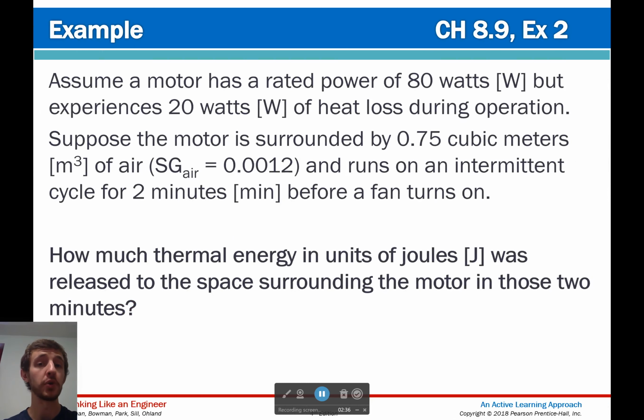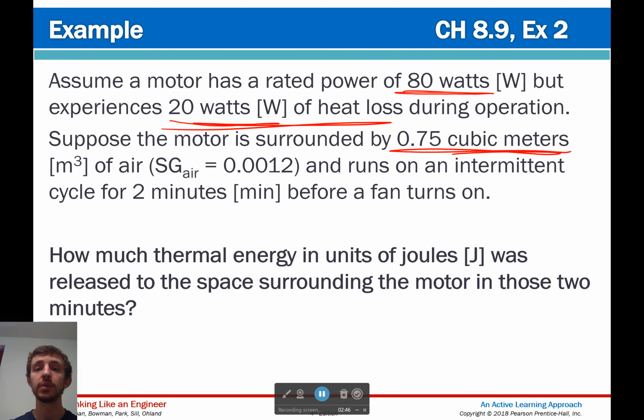So assume we have a motor that's rated for a power of 80 watts, but experiences 20 watts of heat loss during operation. Suppose the motor is surrounded by 0.75 cubic meters of air, at specific gravity right here. It runs on an intermittent cycle for 2 minutes before a fan turns on. How much thermal energy in units of joules was released to the space surrounding the motor in those 2 minutes?